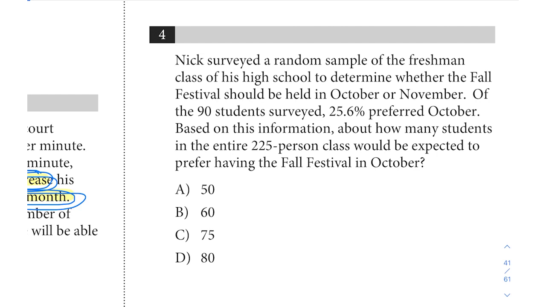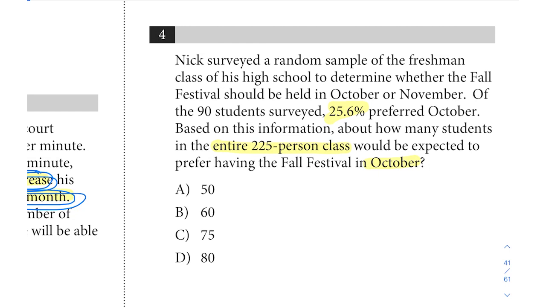And last on this page, we have question number 4. It says Nick surveyed a random sample of the freshman class of his high school to determine whether the fall festival should be held in October or November. Of the 90 students surveyed, 25.6% preferred October. Based on this information, how many students in the entire 225 person class would be expected to prefer having the fall festival in October?